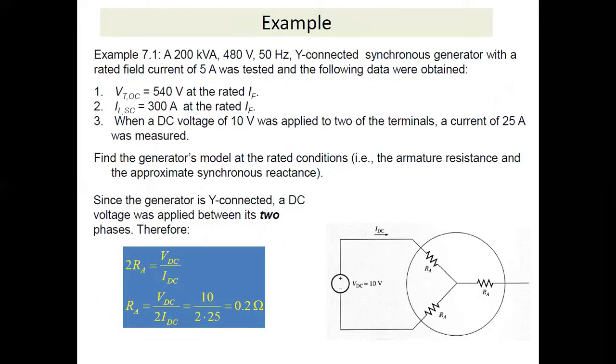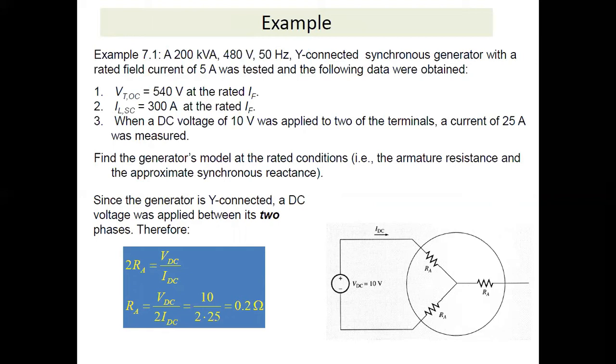In the example we have here, let us consider a 200 kVA synchronous generator of 480 volts and 50 hertz, Y connected, with a rated field current of 5 amperes, tested for the following data. The open circuit voltage is 540 volts at the rated IF, and the short circuit current is 300 amperes at the rated IF. When a DC voltage of 10 volts was applied to two of the terminals, a current of 25 amperes was measured. Find the generator's model at the rated conditions.